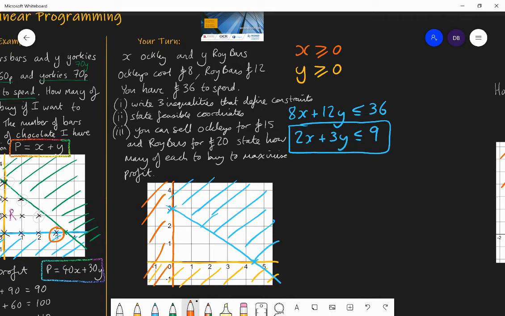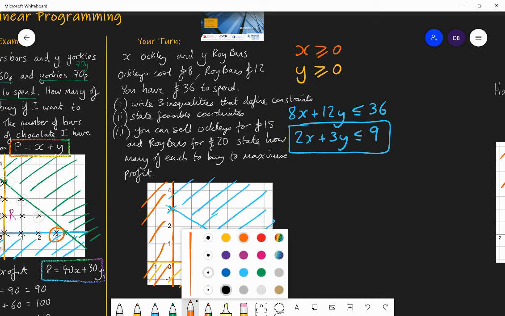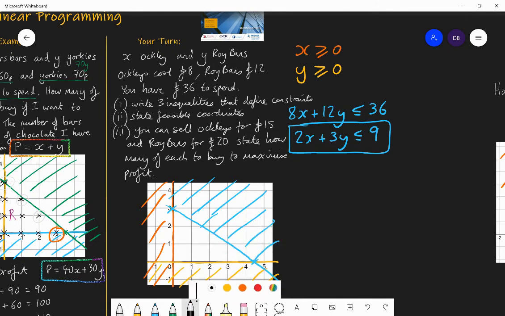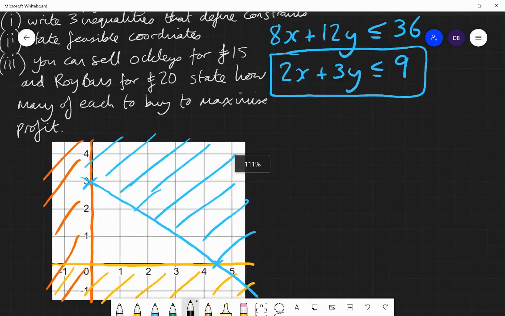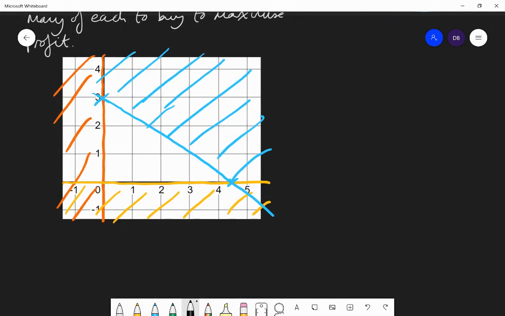Then let's plot the coordinates. The coordinates in the feasible region are therefore (0, 0), (0, 1), (0, 2), (0, 3), (1, 0), (1, 1), (1, 2), (2, 0), (2, 1), (3, 0), (3, 1). I need to check that.